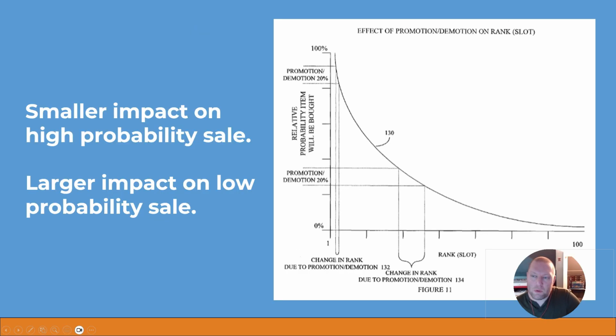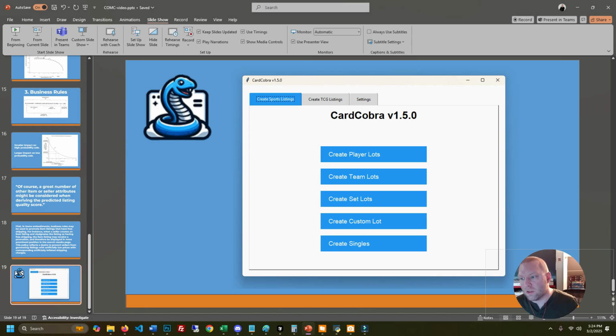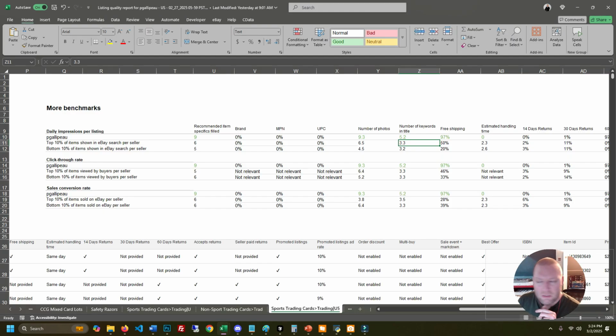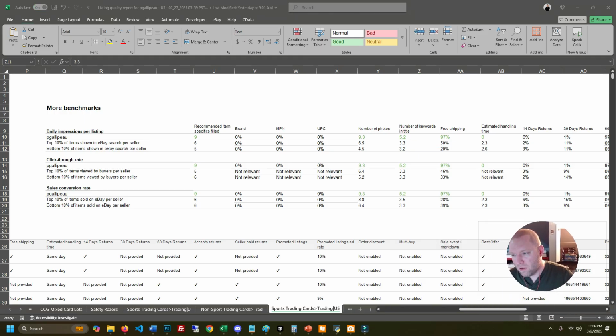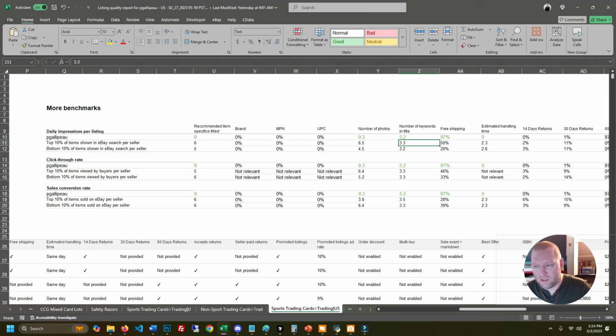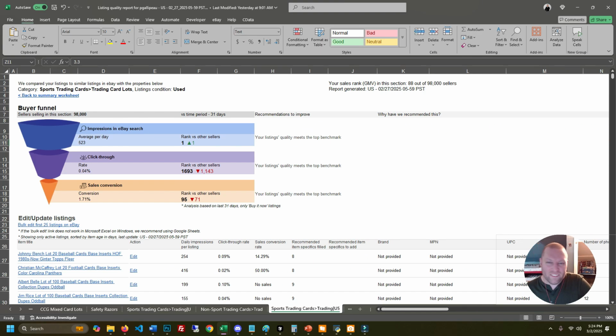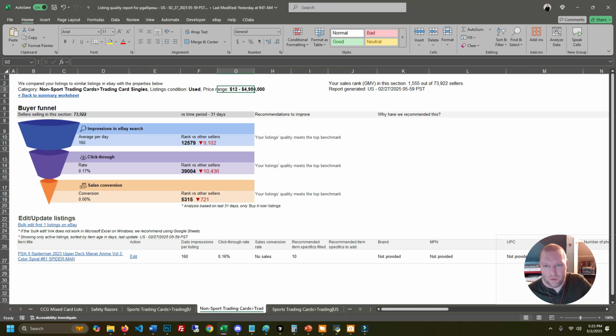And we'll see, because I'm going to pull up my listing quality report too. But yeah, that's everything. Let's pull up the listing quality report now. I have one here because I'm very well prepared, as you can tell by my PowerPoint and by my Excel spreadsheet. All right, so this is me for the sports cards, trading card lots, the used category, no price range. There's some different ones, like in the price range $12 to 5 million.